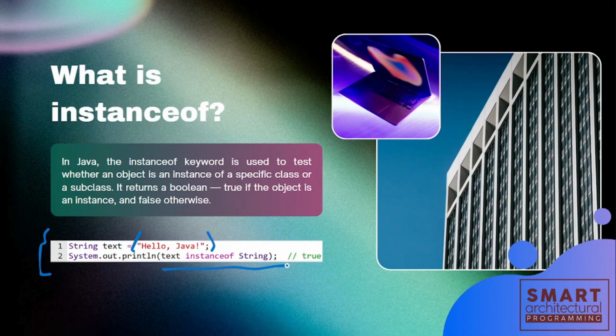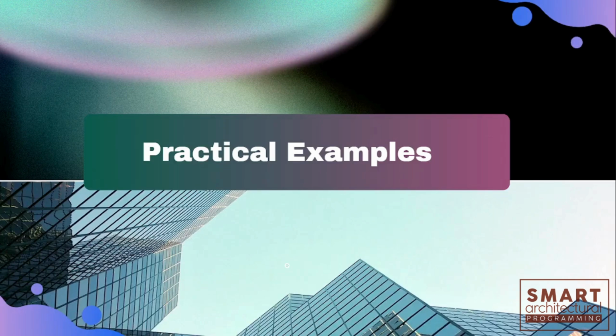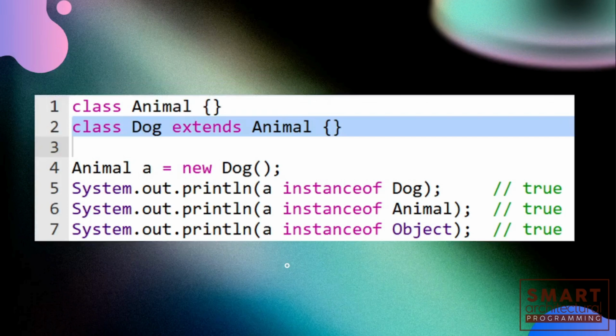Based on that, let's look at a few practical examples. Say we have an Animal class and a Dog subclass, and this goes back to the first thing I was talking about with classes and their blueprints. We have a class called Animal, which is a blueprint for a class called Dog, which extends from the class called Animal.